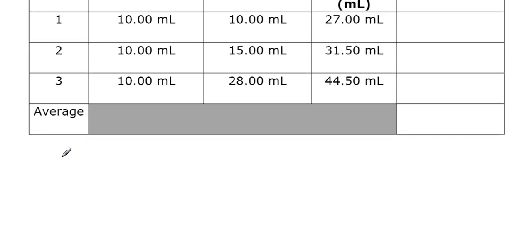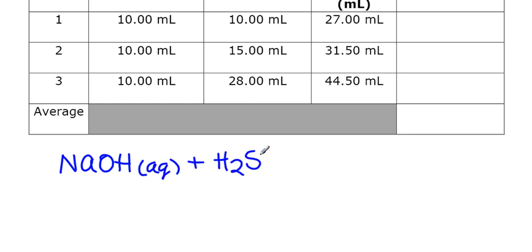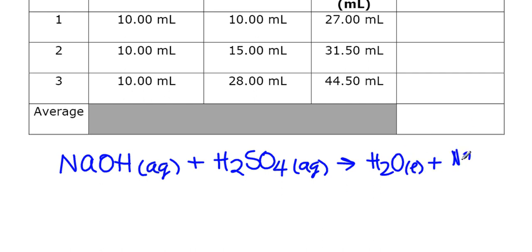So the reaction is between sodium hydroxide and sulfuric acid. This is going to give us our water and our salt. And then make sure it's balanced. Okay, so even though this question sounds a lot different and has a lot going on, this is still the reaction that's taking place. A titration means acid-base neutralization.